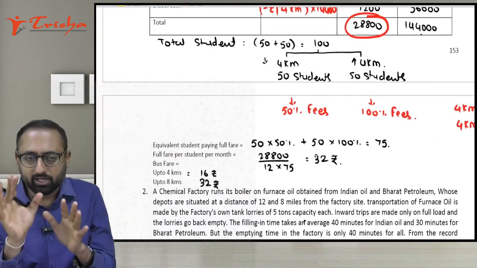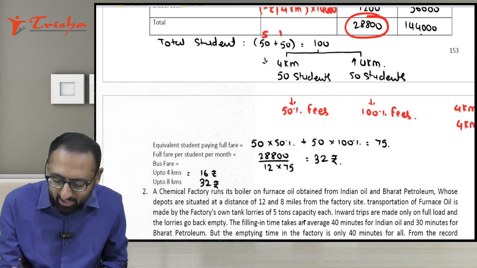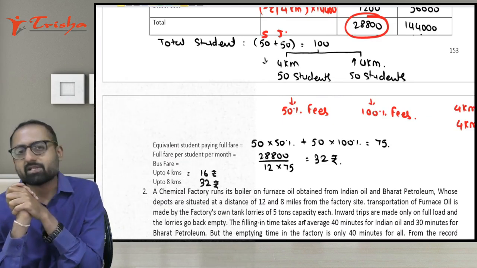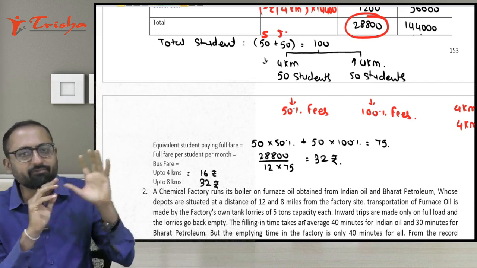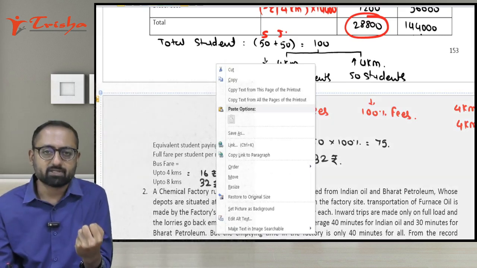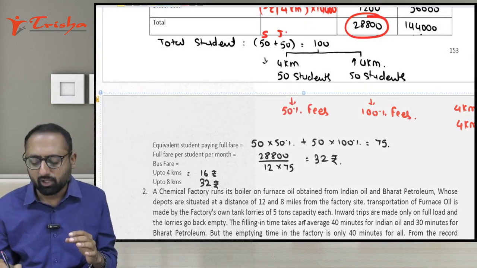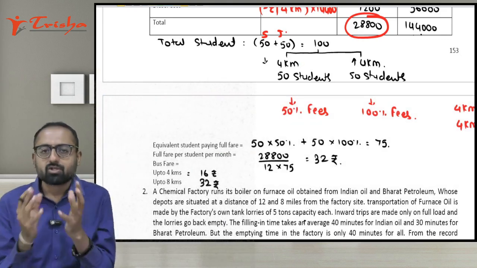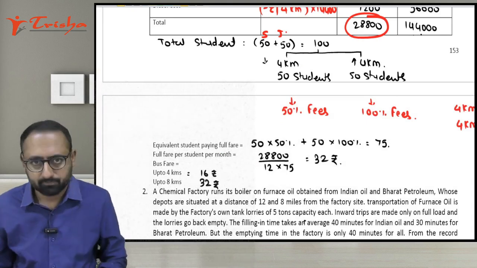There are in all 100 students, 50 senior, 50 junior. Okay. So senior students and junior students, in all, there are 100 students. 50% of those students are coming from within 4 kilometers of the school. So 100 into 50%, 50 students are coming within 4 kilometers, from whom we are charging 50% fare. But the remaining 50% of students, that is 50 students coming from beyond 4 kilometers from the school, are charged 100% fare. So first of all, I have calculated the equivalent number of students paying full fees.